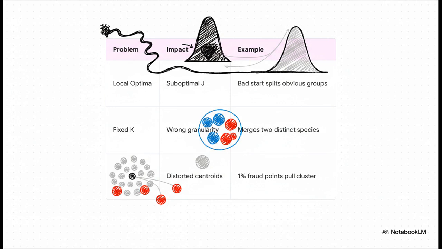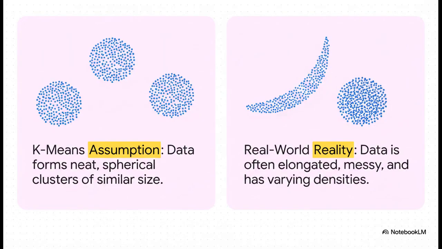And finally, it is shockingly sensitive to outliers. A single weird data point can drag a centroid way off into the middle of nowhere, messing up the entire group. And this really gets to the heart of the problem. There's a big-time mismatch between what the algorithm assumes and what the real world looks like. See, K-means is built for a world where data forms these perfect, neat little spherical clusters. But real-world data? It's often messy, it's elongated, it's clumpy, it has different densities. And that's exactly where K-means can start to fall apart.